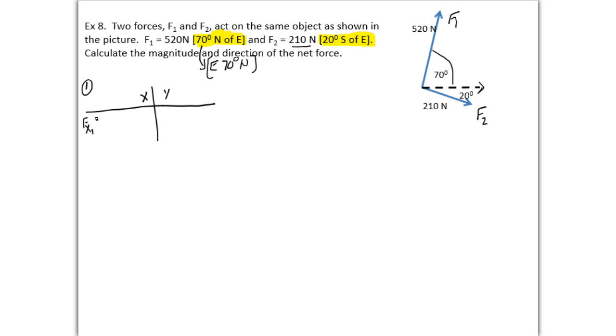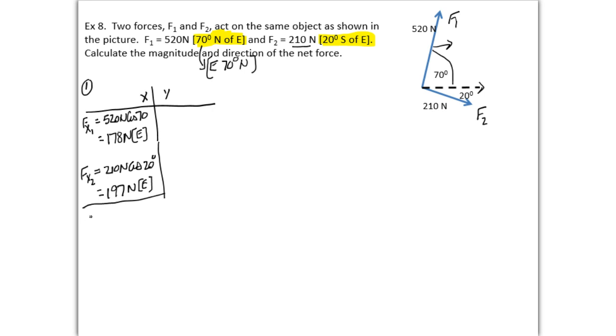So force 1 in the X direction. Again, you know it's the applied force times cosine of the angle. So the applied force is 520 newtons, cosine of 70. And that's going to work out to give you 178 newtons. And if you look at your diagram here, that's going east. Second force, how much of that is going east? It's 210 newtons, cosine of 20 degrees, which is 197 newtons east.